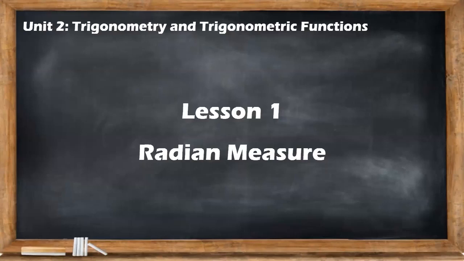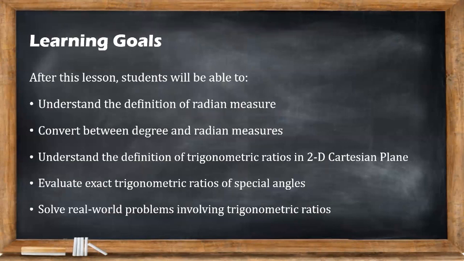All right, lesson 1 of unit 2 is about radian measure. So first of all, learning goals for today. After today's lesson, you should be able to understand the definition of radian measure, convert between degree and radian measures, understand the definition of trigonometric ratios in the Cartesian plane, evaluate exact trigonometric ratios of special angles, and solve real-world problems involving trigonometric ratios.